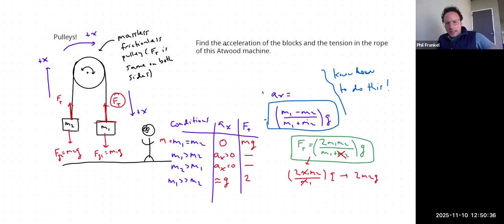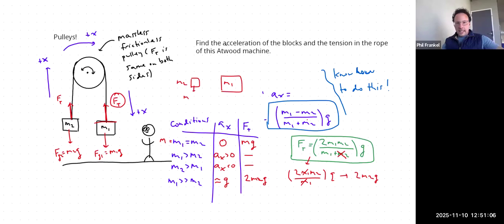Now this is interesting. The tension in the rope has nothing to do with the big mass, M1. It only has to do with the little mass, M2. Let's talk about why this is the case. So I have my M2, and I've got my huge M1. Now, one thing to note is that the weight of the little guy is really tiny compared to the weight of the big guy.